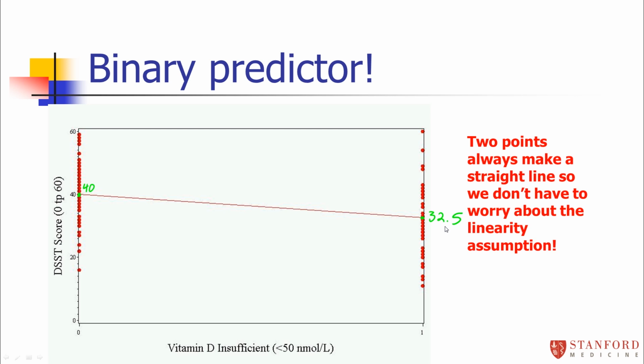The intercept of this line, as you can see here, is 40. What's the slope of this line going to be? Well, the x variable only goes from 0 to 1. So there's only a 1 unit change in x. What happens to y when x goes from 0 to 1? Well, y goes from 40 down to 32.5. So the slope of this line is going to be 40 minus 32.5, or 7.5. Notice that that's just the difference in means between the 2 groups.